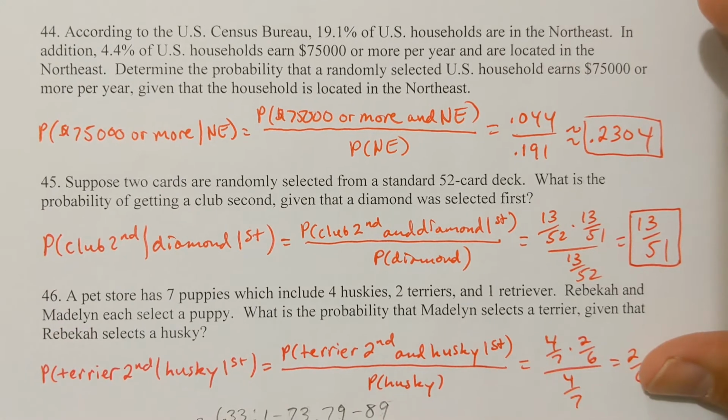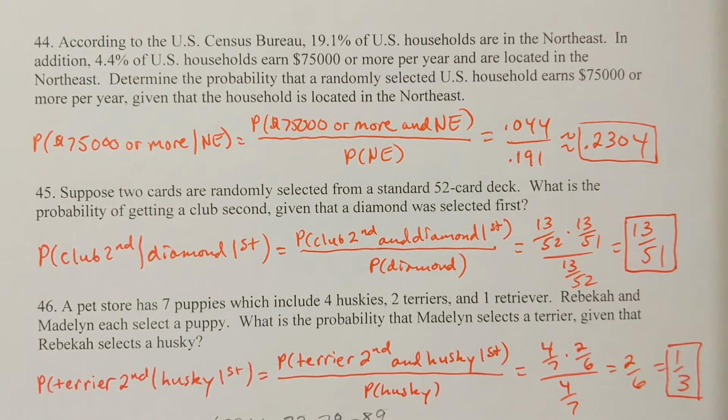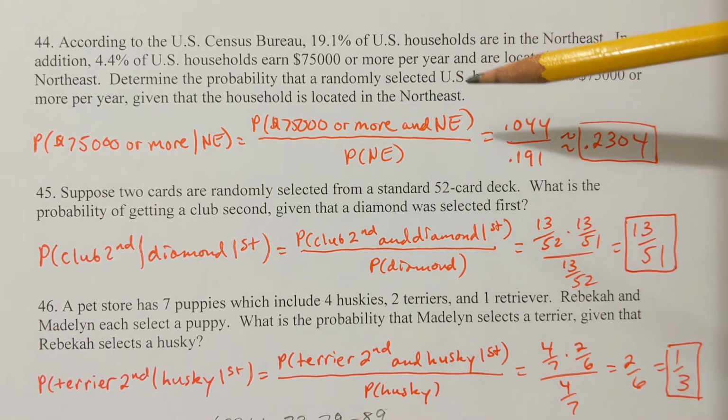Problem 44. According to the U.S. Census Bureau, 19.1% of U.S. households are in the Northeast. In addition, 4.4% of U.S. households earn $75,000 or more per year and are located in the Northeast. Determine the probability that a randomly selected U.S. household earns $75,000 or more given that the household is located in the Northeast.